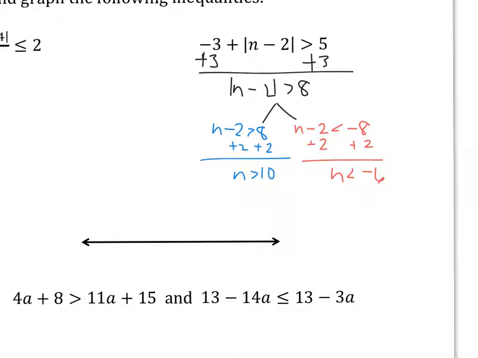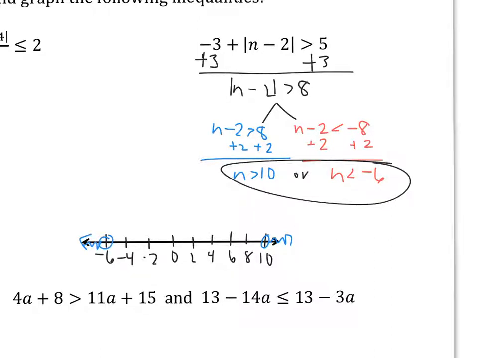I'll go ahead and number my number line first. This will be an or statement because there will be no overlap. So I have n is greater than 10, that's an open circle, and n is less than -6, open circle shading to the left, so I'll just write my solution set with the word or in between. n is greater than 10 or n is less than -6.